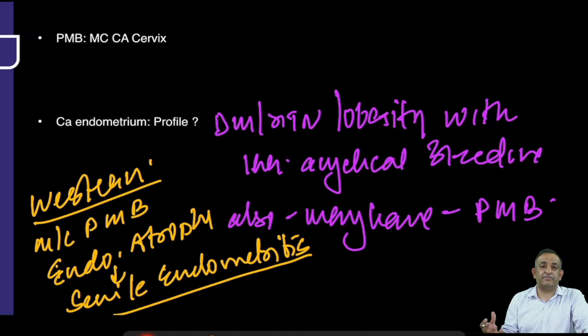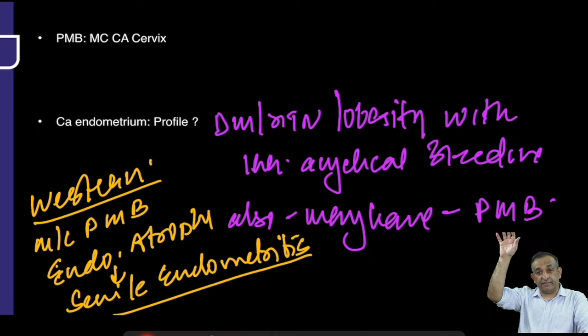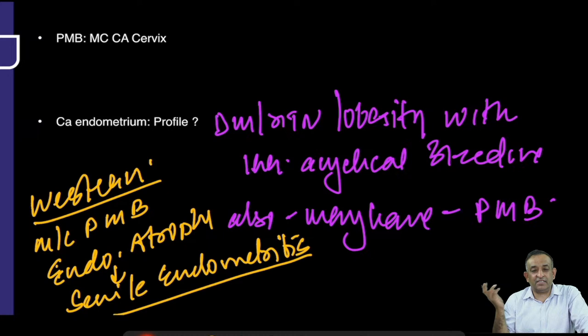All interns, those who have done internship in India or, let's say, Nepal and China, tell me how many of you have seen CA endometrium? And now, how many of you have seen CA cervix? I'm sure quite a few of you are raising your hands because you've seen CA cervix, but mostly you've not seen CA endometrium because CA cervix is so rampant in our country. It is the most common cause of postmenopausal bleeding.